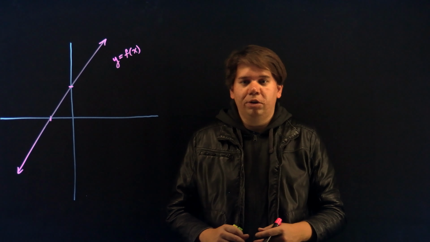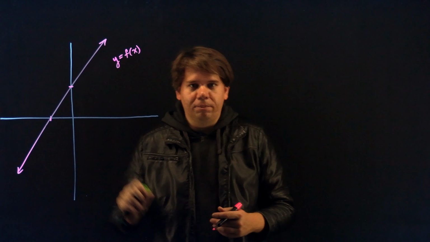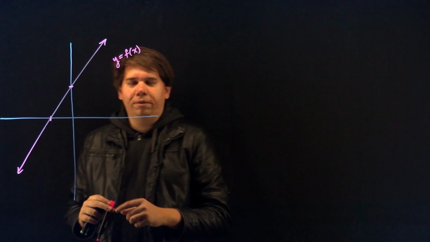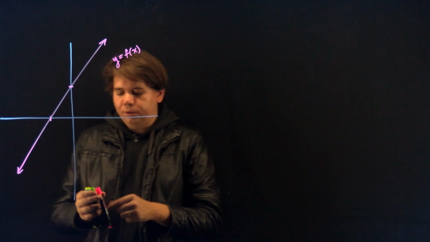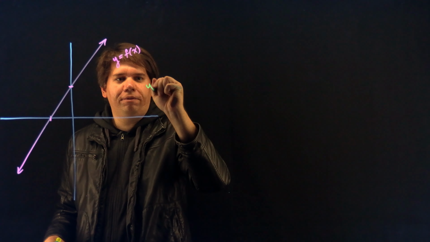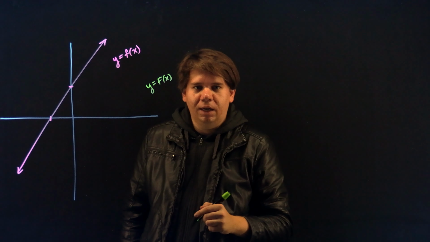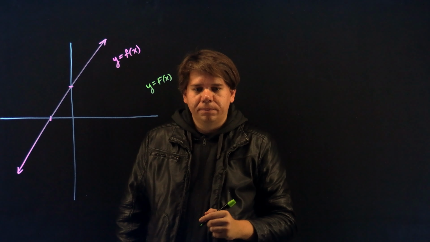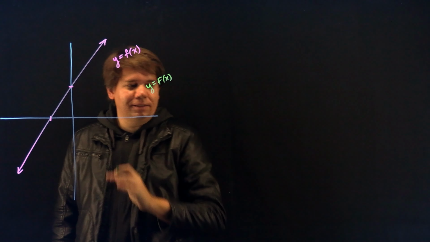In this video, we'll learn how to sketch the graph of an antiderivative given the graph of some function. So here's some function, f of x, here's its graph, it just turns out to be a line in this case. And what I want to try to do is sketch a graph of y equals big F of x, an antiderivative of f of x.